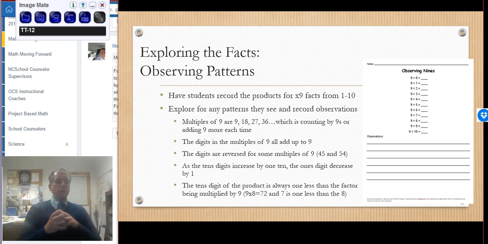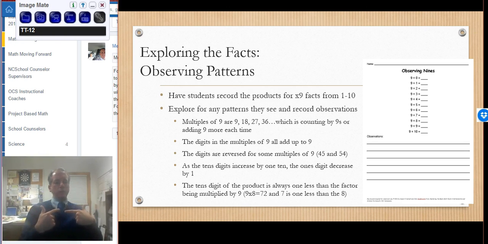Some kids are going to notice that the multiples of 9 all add up to 9. The digits all add up to 9. Some are going to recognize that some of them are reverses of each other, like 45 and 54. Some are going to recognize that as the 10's digit grows by 1, the 1's digit decreases by 1. So we go 1, 8 for 18, and then 2, 7 for 27, and 3, 6, and then 4, 5, and 5, 4, and that pattern that they'll see there. And again, those are all good.